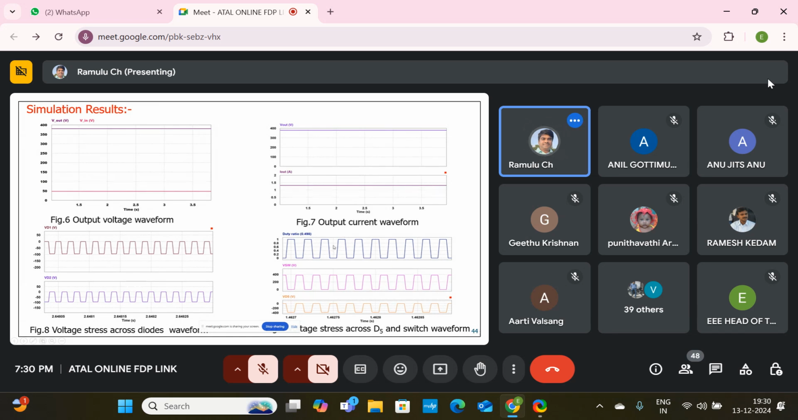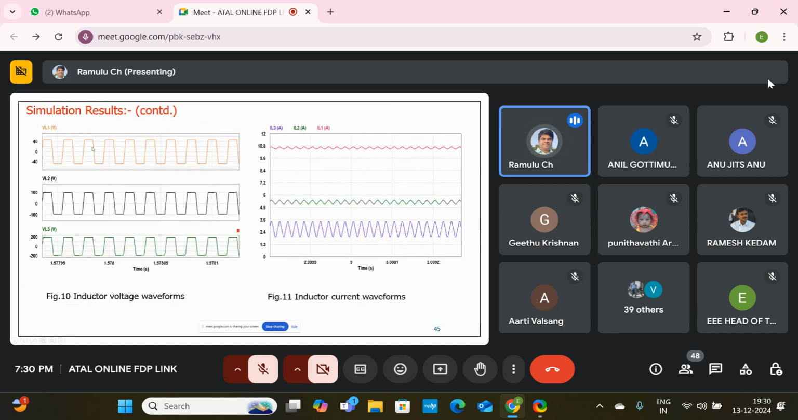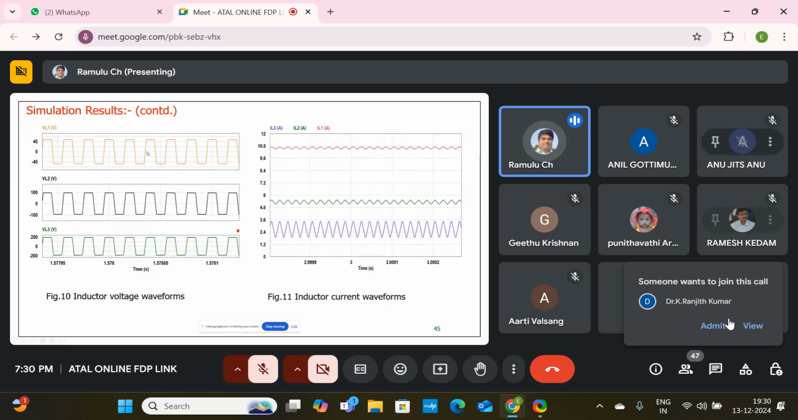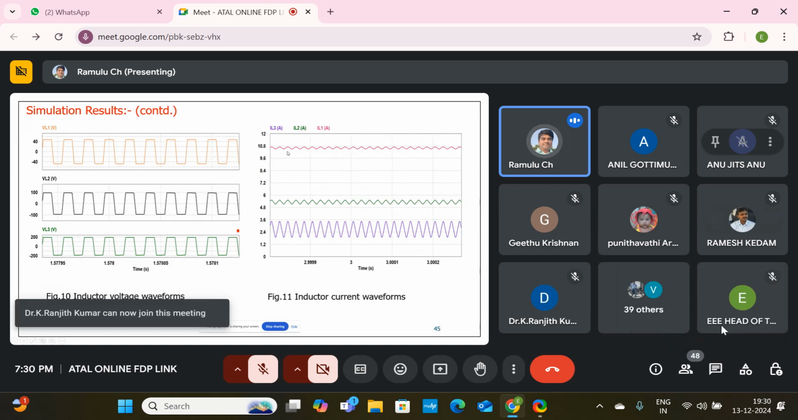These are the duty ratio plot, switch on and off, the voltage across the switch, the voltage across the diode, and the voltage across inductor 1, 2, 3. If your circuit is giving results neatly in this way, according to the desired things, then we have to present them. All these things are done by my PhD students. And these are the inductor currents.